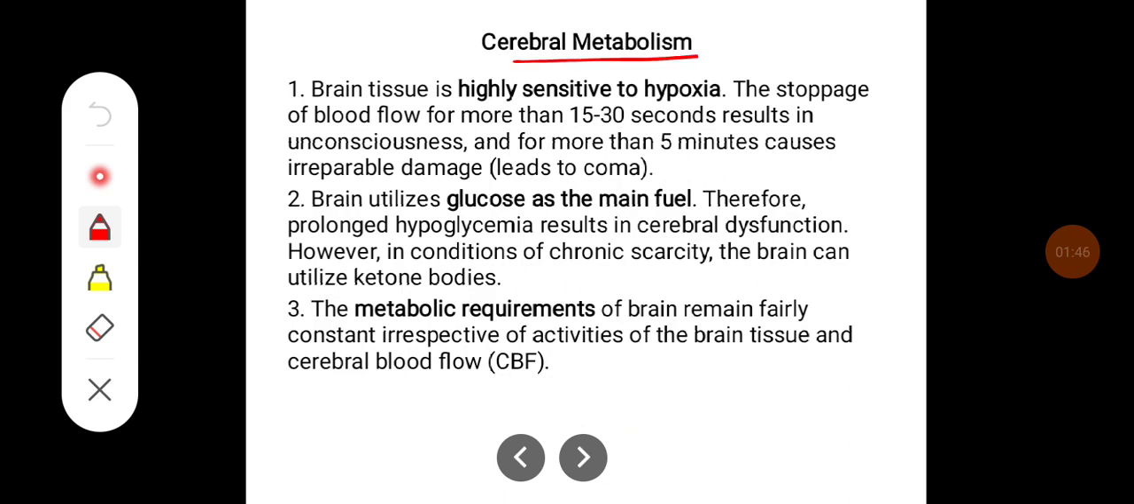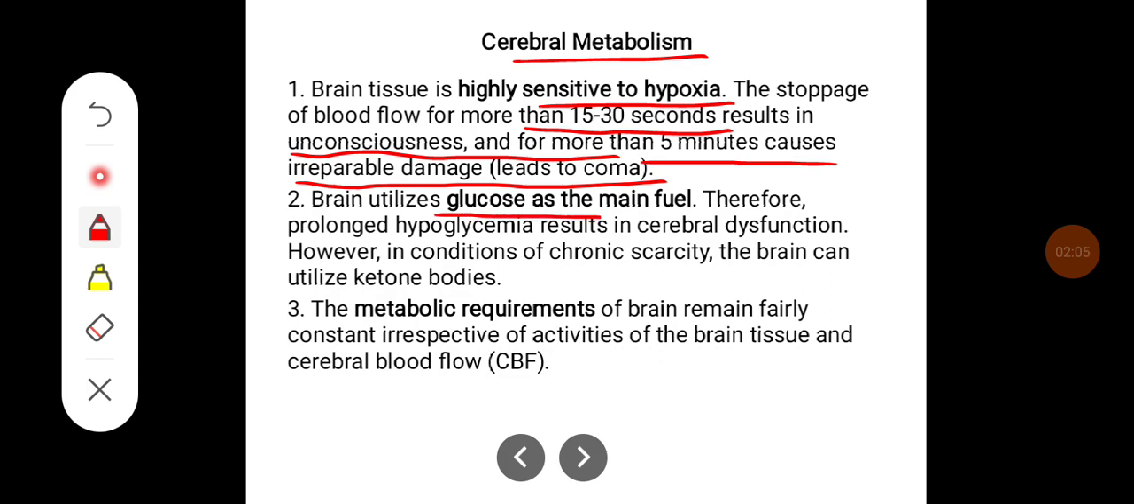Cerebral metabolism. Brain tissue is highly sensitive to hypoxia. Stoppage of blood flow for more than 15 to 30 seconds results in unconsciousness, and for more than 5 minutes causes irreparable damage that may sometimes lead to coma.